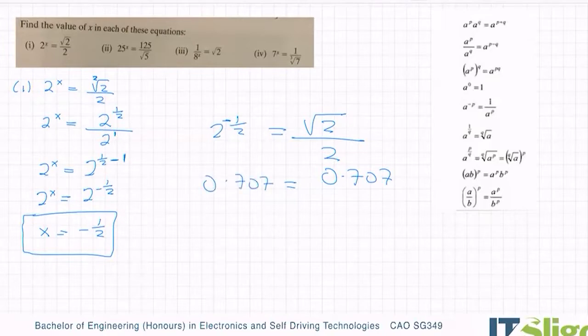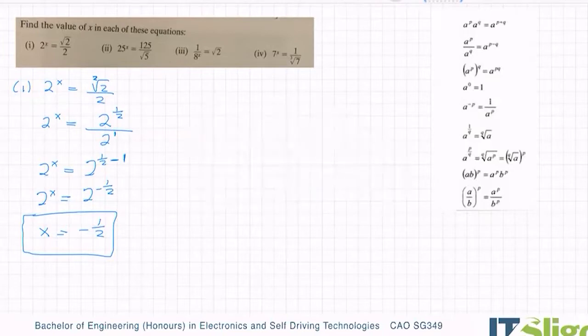So that's all you're doing. You're solving that power using the rules of indices. And you can always check your answer just like we've done here. You don't have to write it down if you don't want to, but you can check it on your calculator. Okay, let's try part 2 then.